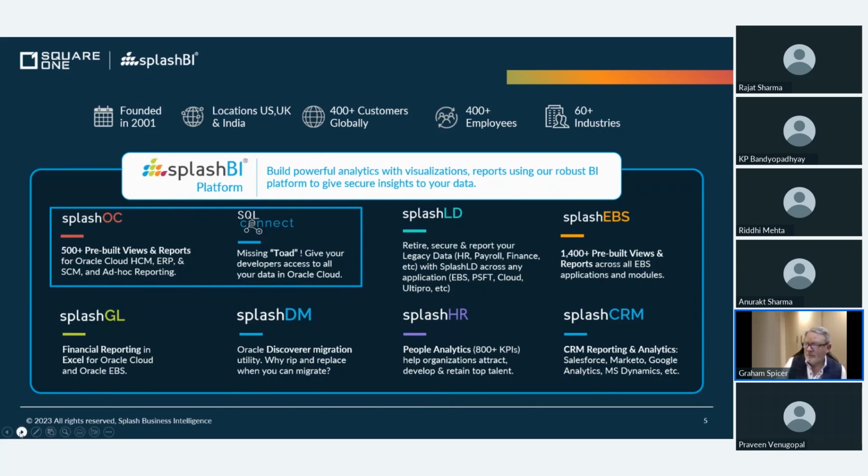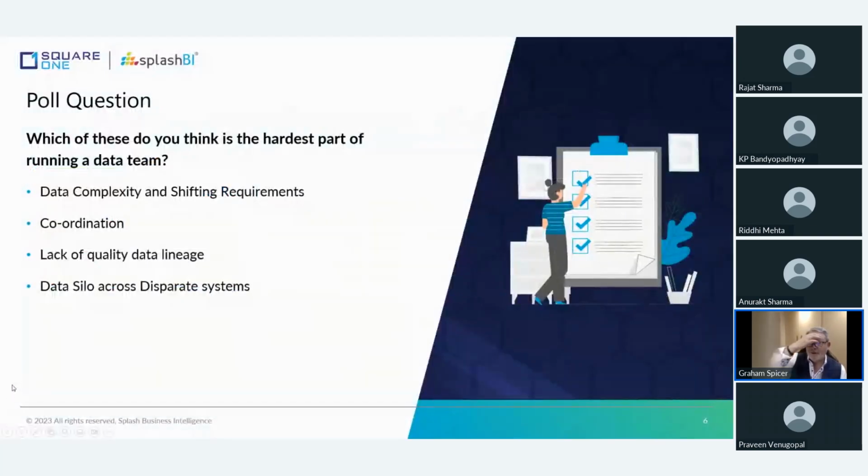So moving on, before I introduce Krishna, we have a second poll question. And this is of interest to Krishna for when he gives part of his presentation. So if you could offer your answers to which of these do you think is the hardest part of running a data team? Data complexity and continually shifting requirements, coordination, lack of quality data lineage, or data silos across disparate systems.